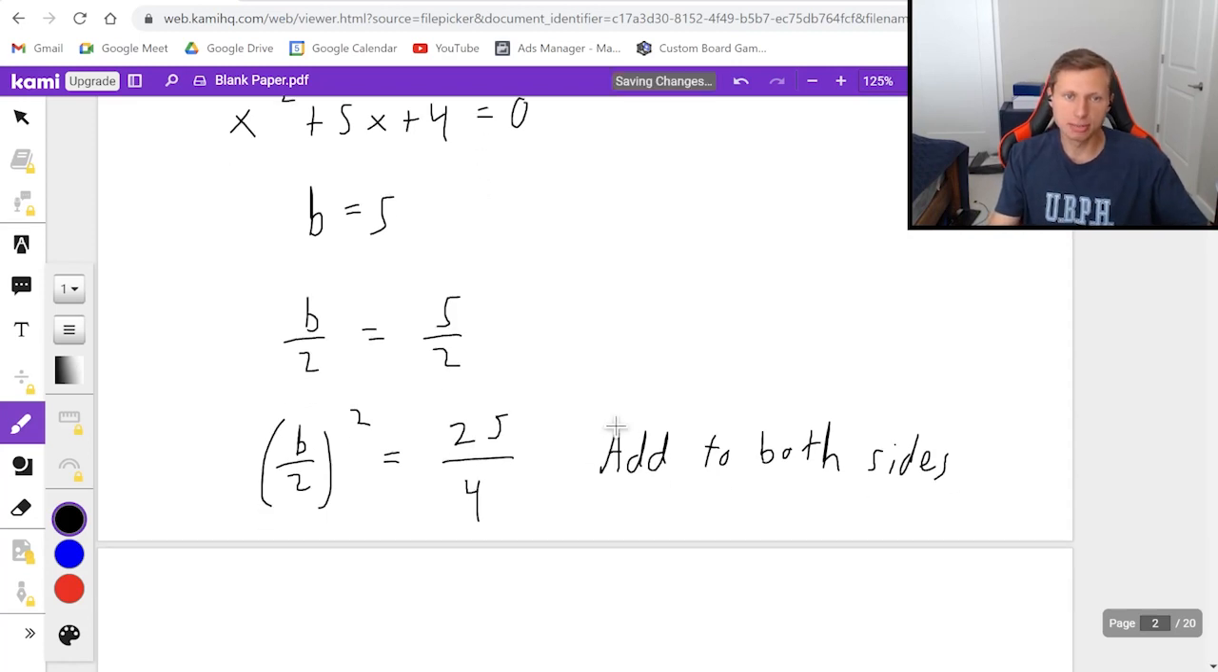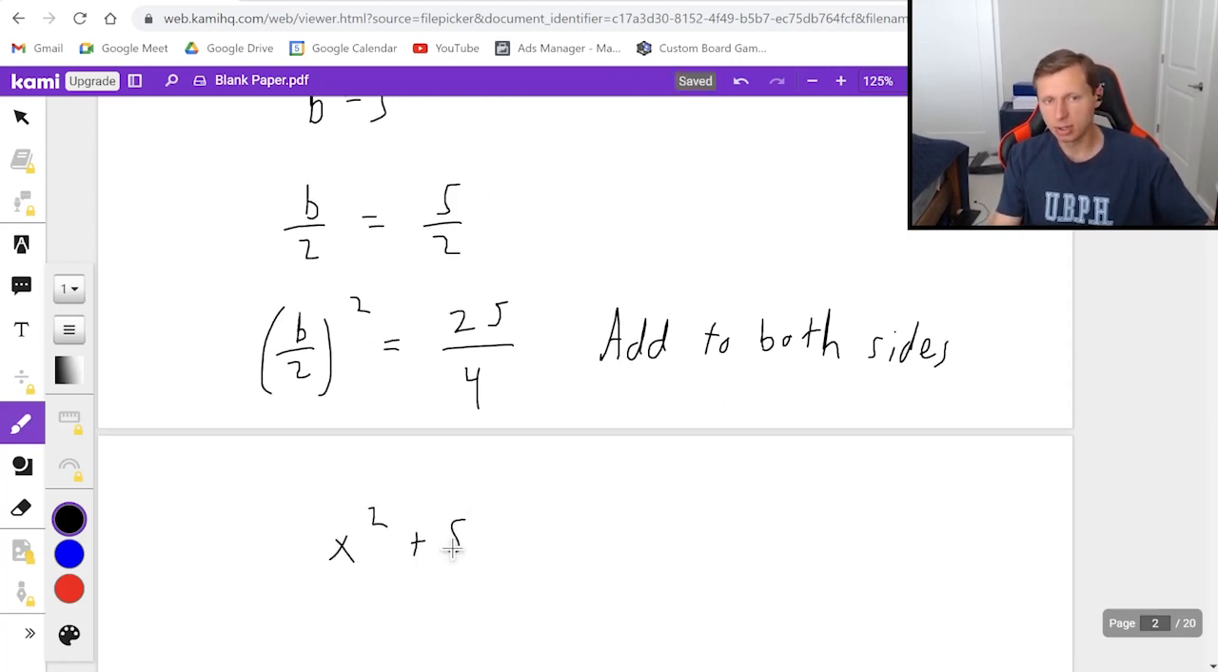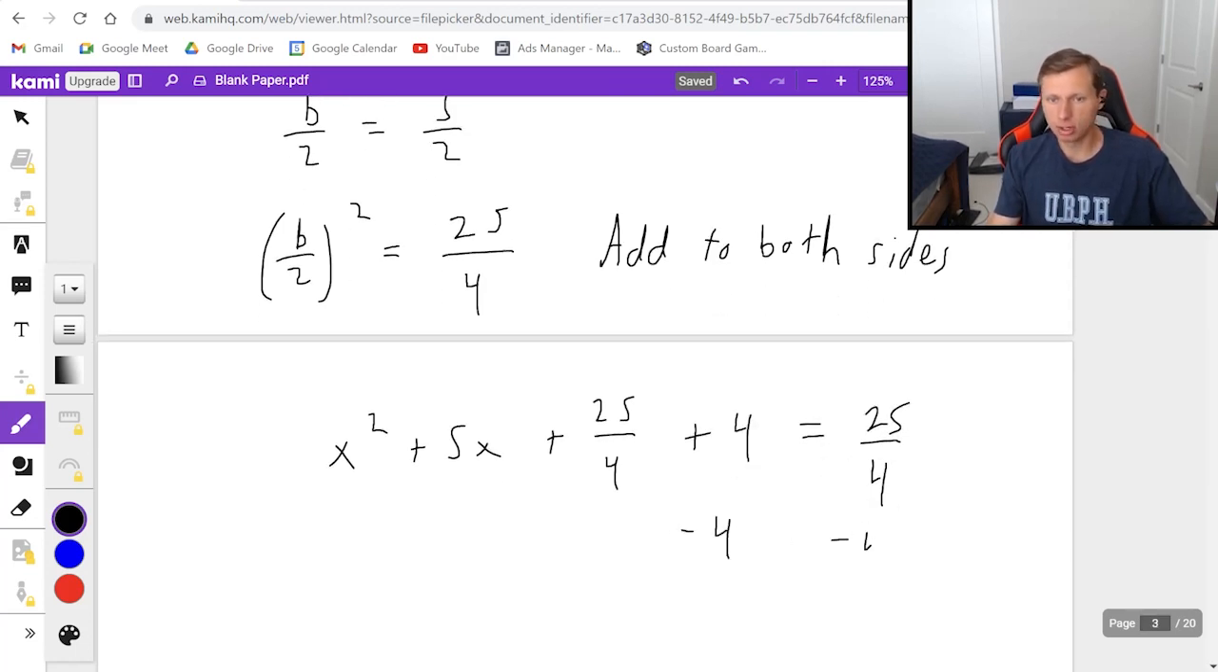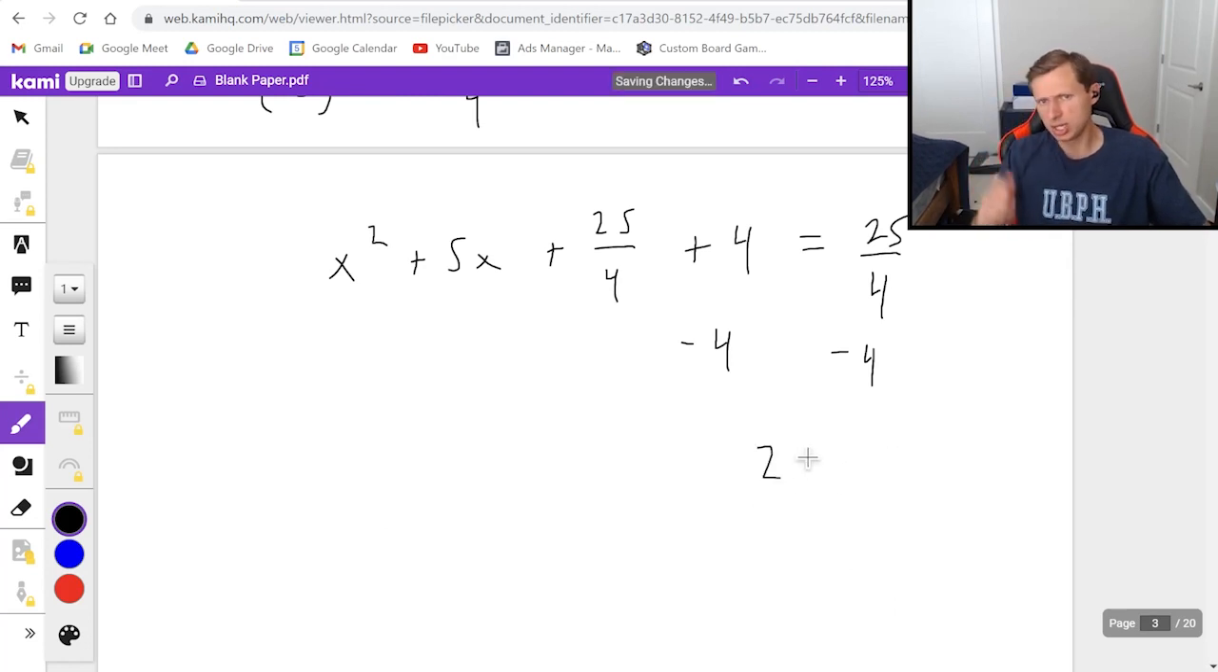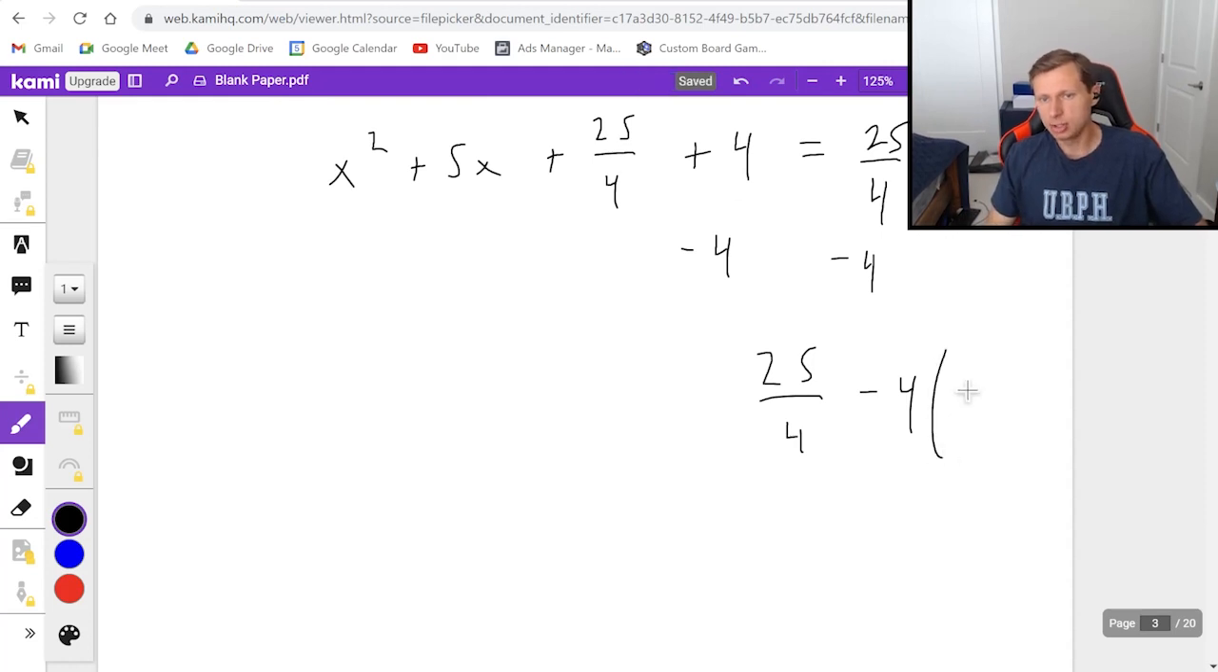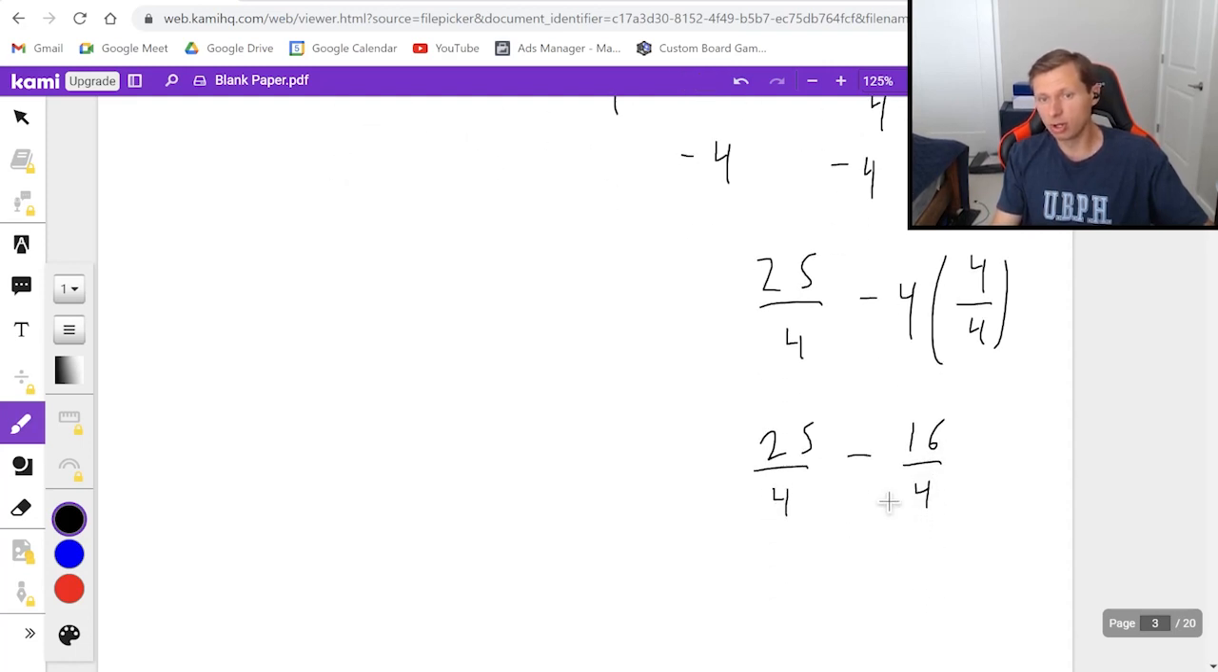So now when I add that to both sides, I've got x squared plus 5x plus 25 over 4 plus the 4 from earlier, which I will get rid of in the next step, equals 25 over 4. So like I said, I got to subtract 4 from both sides. This is annoying because what's 25 over 4 minus 4? Well, remember, you need a common denominator, so I'm going to multiply by 4 over 4. That will get me 25 over 4 minus 16 over 4, which ultimately leads me to 9 over 4. So that's it for the right side.